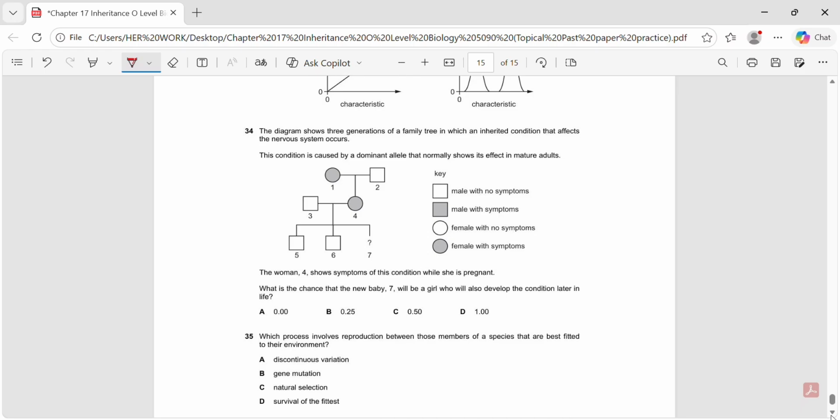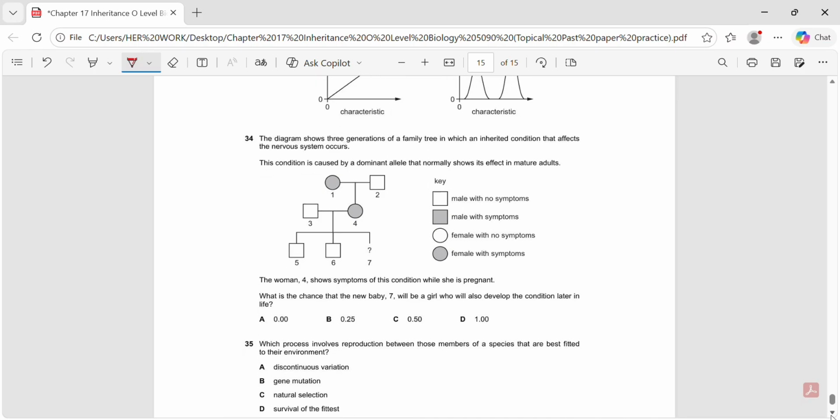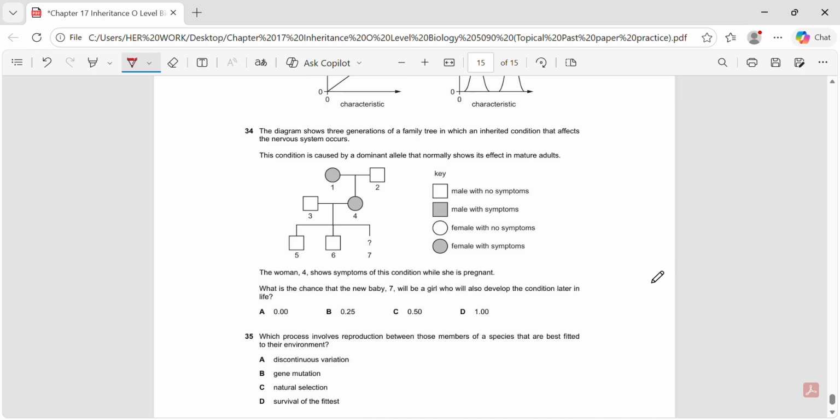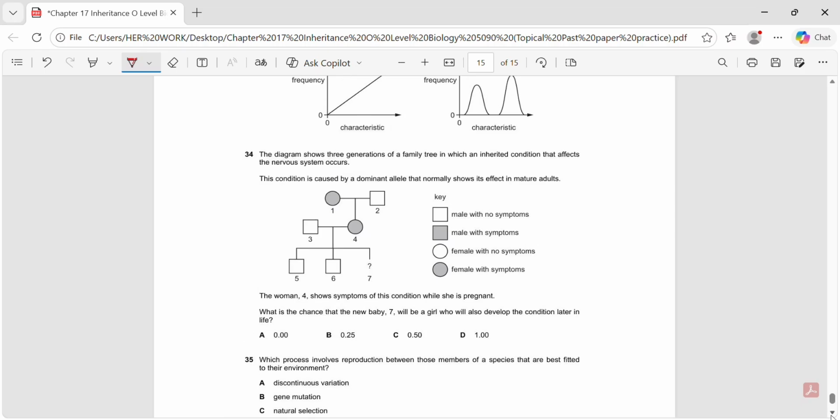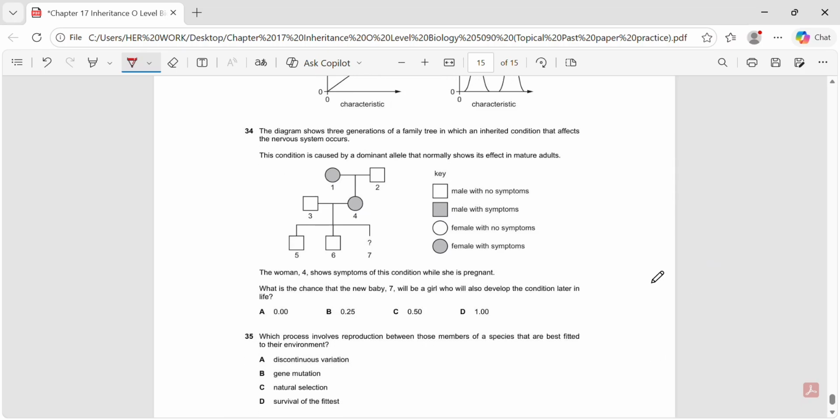The father, labeled 3, is shown as unaffected, so his genotype is small h small h. The mother, labeled 4, is affected, so she must carry at least one capital H. However, her father, individual 2, is unaffected, meaning he could only pass on a small h allele. Therefore, the mother must be heterozygous, capital H small h. Next, we calculate the probabilities. When a heterozygous mother, capital H small h, is crossed with a homozygous recessive father, small h small h, there is a 50% chance that the child will inherit the capital H allele and develop the condition, and a 50% chance that the child will be unaffected.